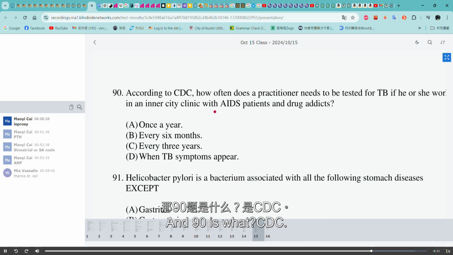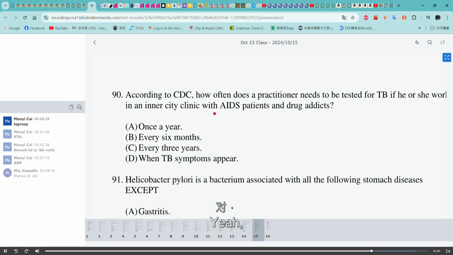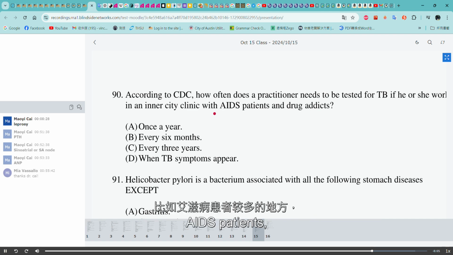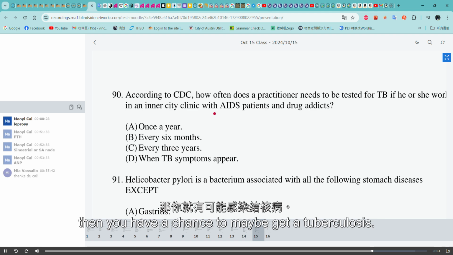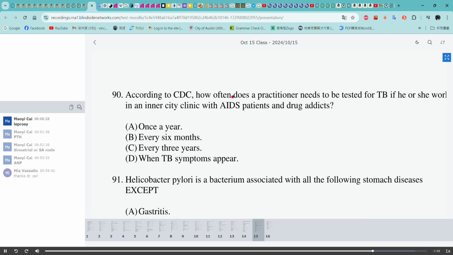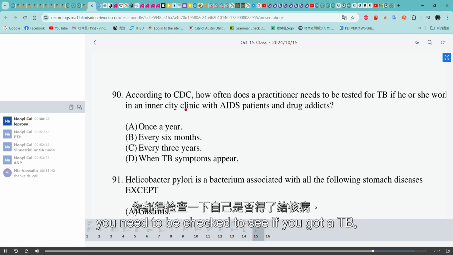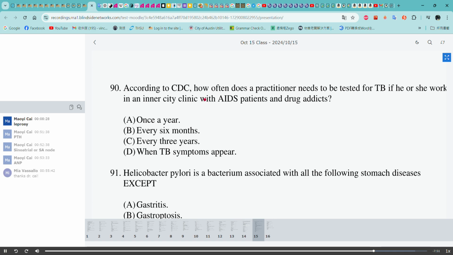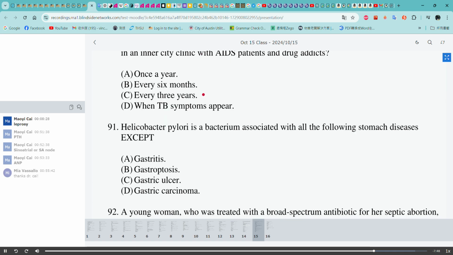And 90 is what? CDC. If you work in an area with lots of drug addicts and AIDS patients, you have a chance of getting tuberculosis. So every 6 months, you need to be screened to see if you have TB, a respiratory tract infection. So 90 is B.